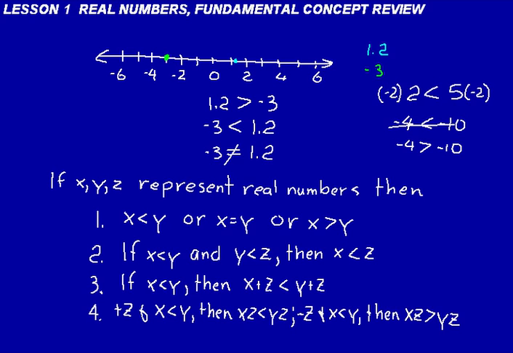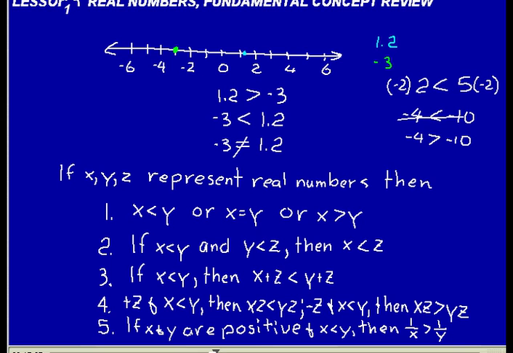And the fifth order property there is about the reciprocal. If x and y are positive and x is less than y, then 1 over x is greater than 1 over y. Let's just say that x equaled 2 as an example and y equaled 3. So x is less than y there. So 1 over 2, that's greater than 1 over 3. So there are 5 properties there for you to memorize.